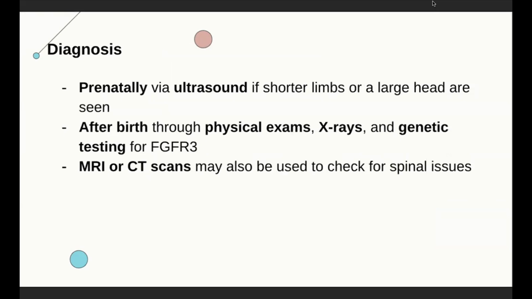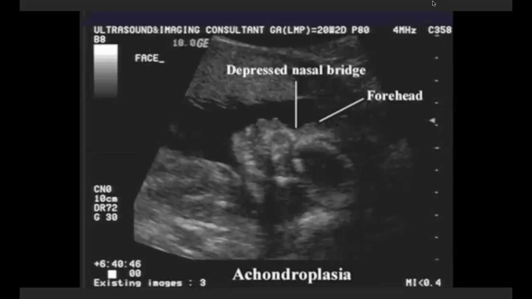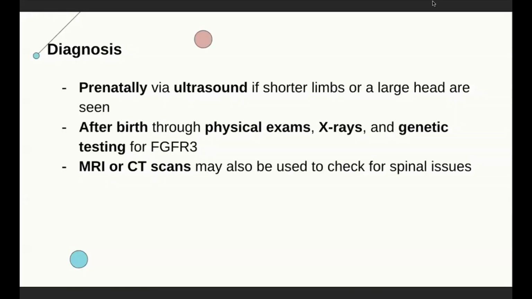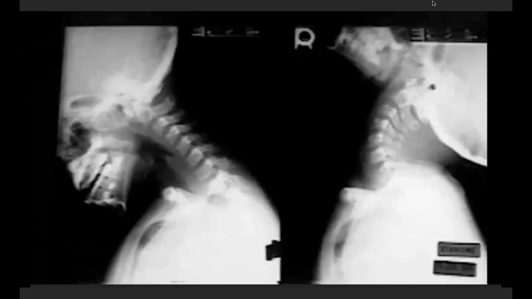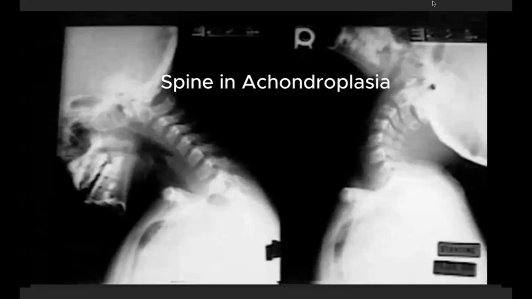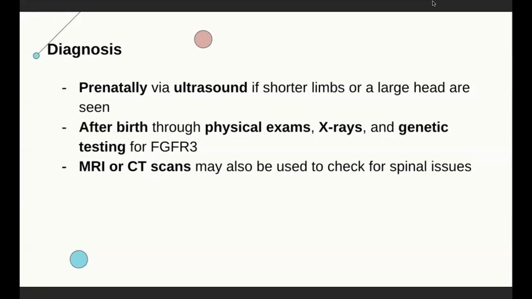For diagnosis, achondroplasia can be detected prenatally via ultrasound if shorter limbs or a large head are seen. After birth, diagnosis is made through physical exams, x-rays, and genetic testing for FGFR3. MRI or CT scans may also be used to check for spinal issues. Genetic testing is especially helpful if one or both parents have achondroplasia, or to distinguish it from other conditions.